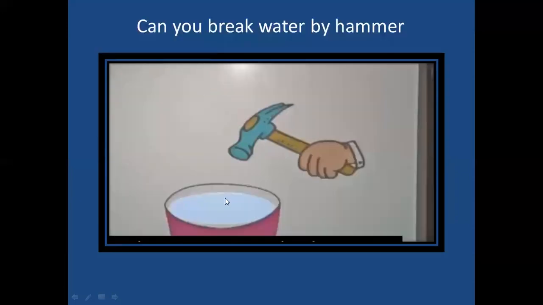Can you break this water? Because I have a beaker in which water is there. If I hit it with a hammer, what do you think? Will the water molecule break down or not? No, the water molecule will not break down because the water molecules are held together by a strong bond called a chemical bond, and that bond we cannot break by a physical, manual or mechanical method.